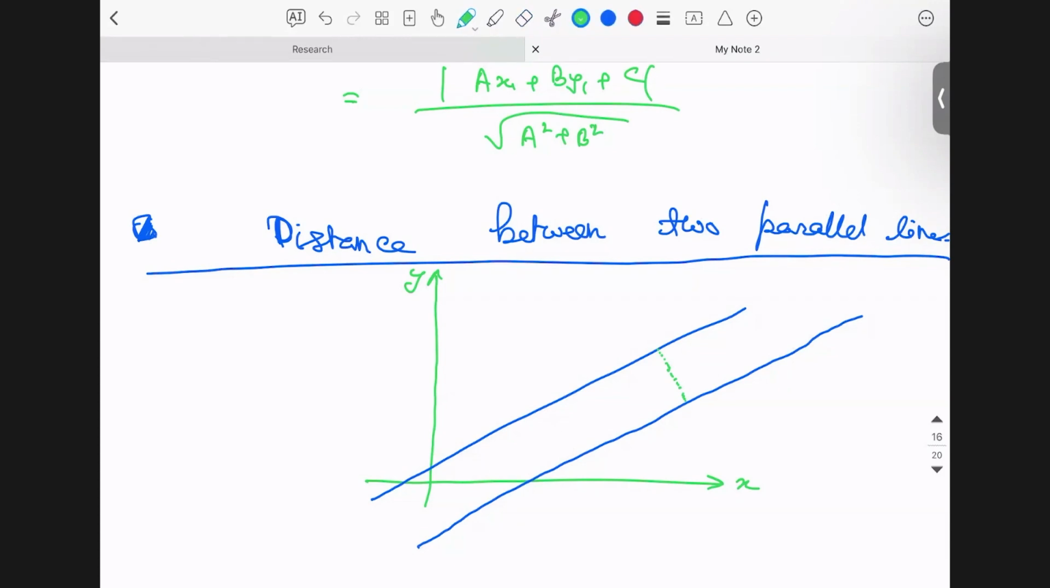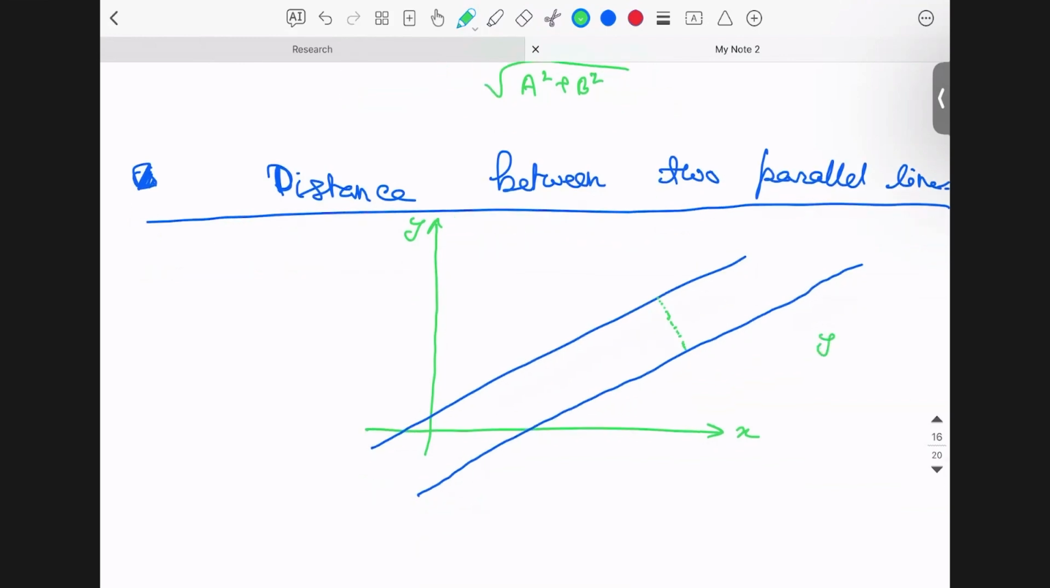Now, since the lines are parallel, both the equations of the straight lines will have the same slope. So if I write the slope equation like this, then the equation will be of the form either y equals to mx plus c1 or y equals to mx plus c2. Suppose these two are equations of the two parallel straight lines. Here you can see the m are same because since they are parallel, their slope must be equal.